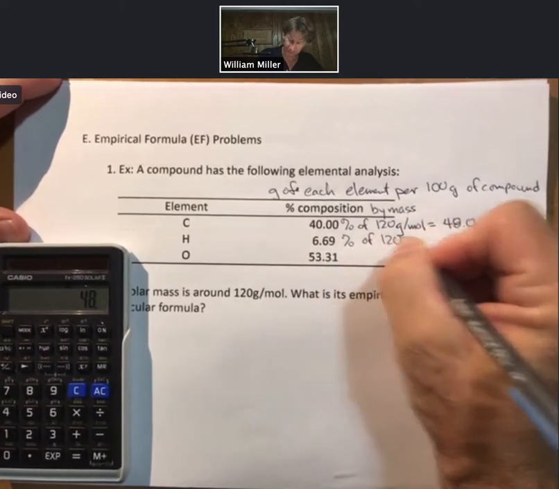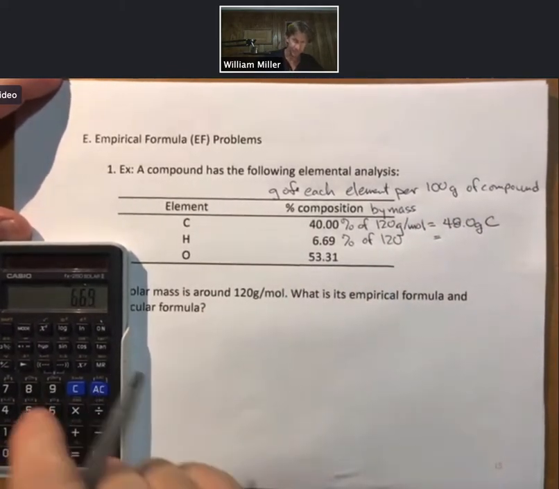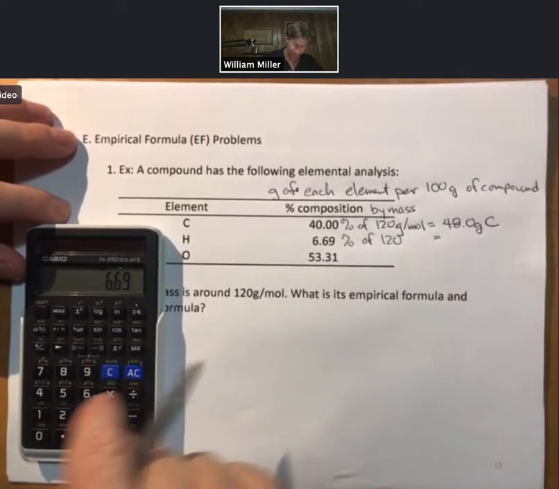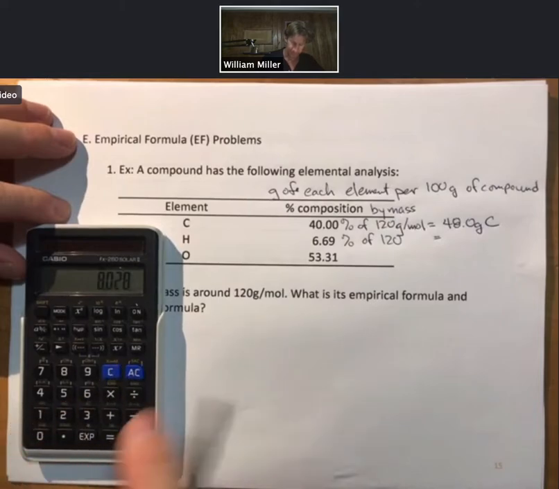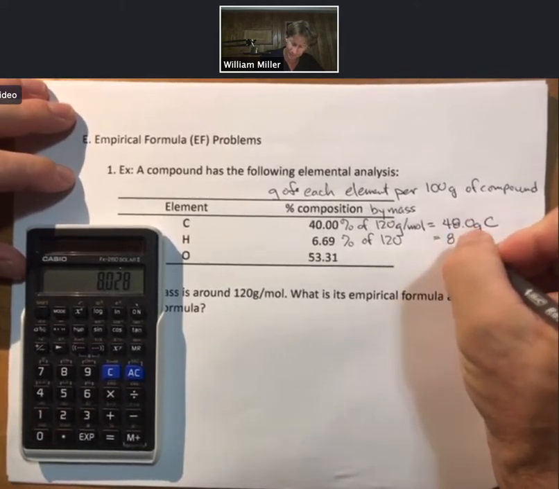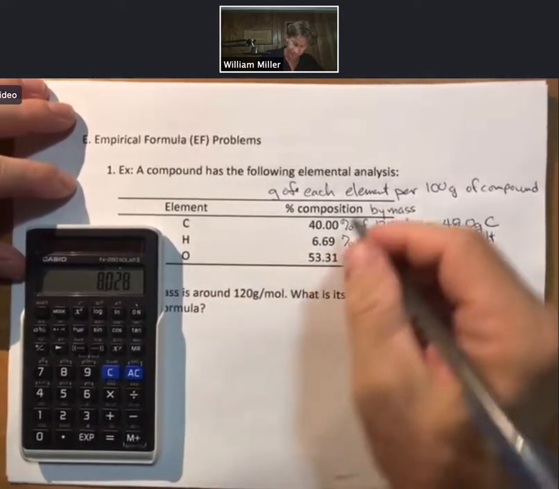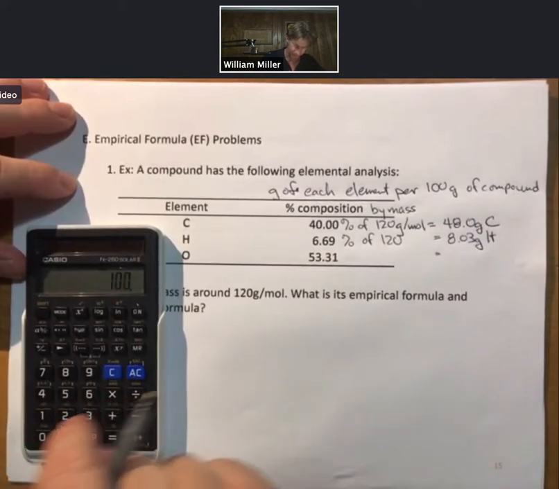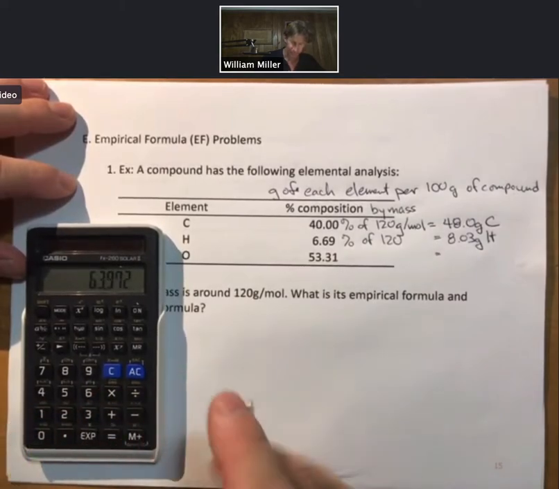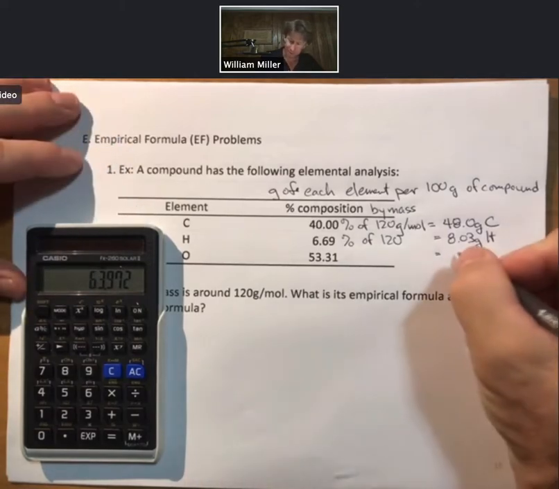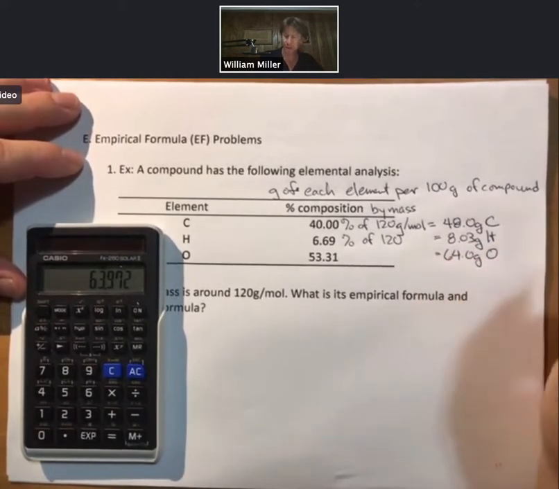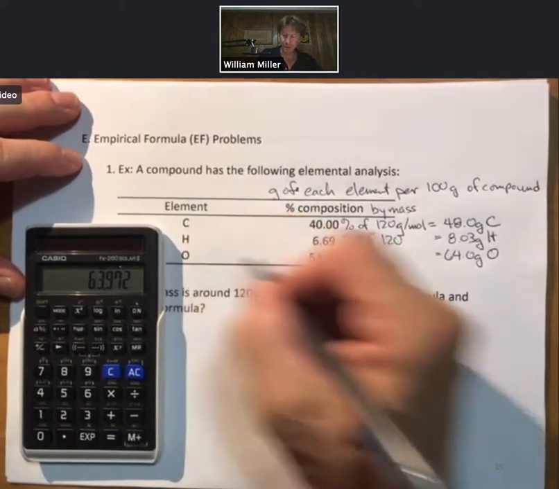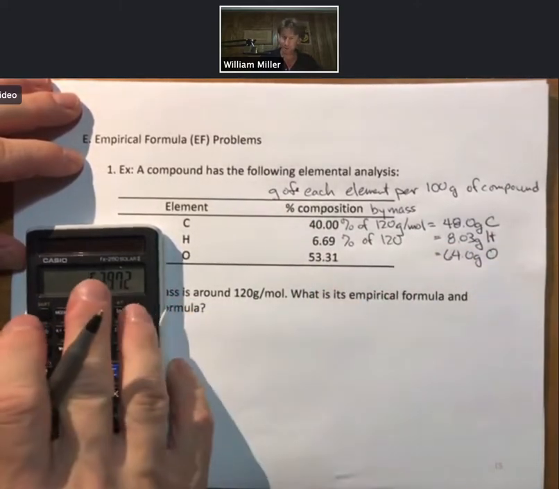6.69% gives 8.03, and likewise 63.97, 64.0 grams of oxygen. Now, these are the grams, but the formula is going to be in terms of moles. So we need to turn these grams into moles.